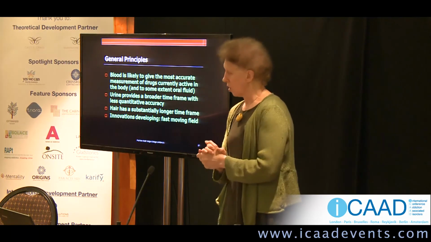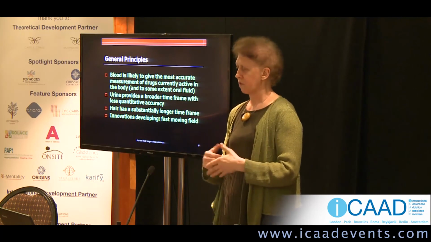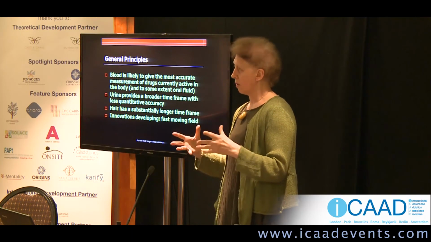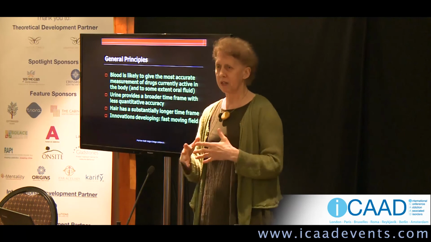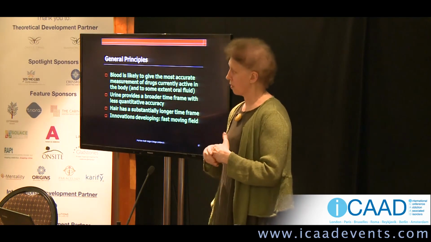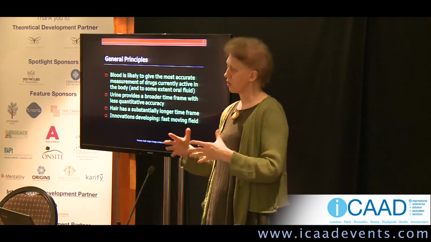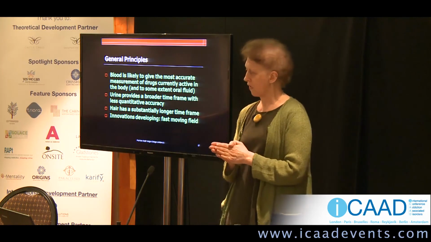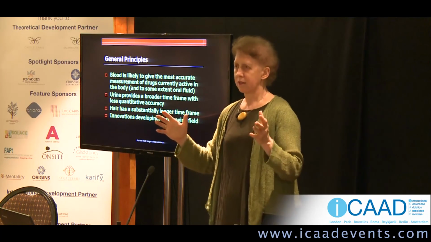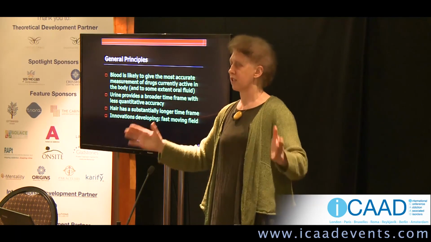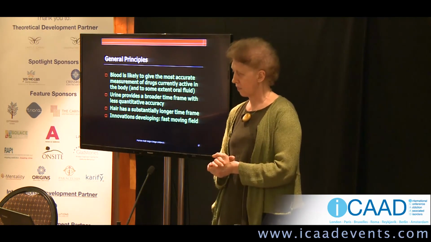So, a whistle-stop tour. In general, blood is likely to still give the most accurate measurement of drugs currently active in the body. Oral fluid is a near second, I guess, in that regard. Urine is and always will be out there as a reliable tool, providing you take the authenticity of the sample into consideration. It gives you a broader time frame, but less quantitative accuracy. Hair has the longest detection window. It's very useful if you want a historical picture of drug use. It can be very accurate, so it's quantitative.